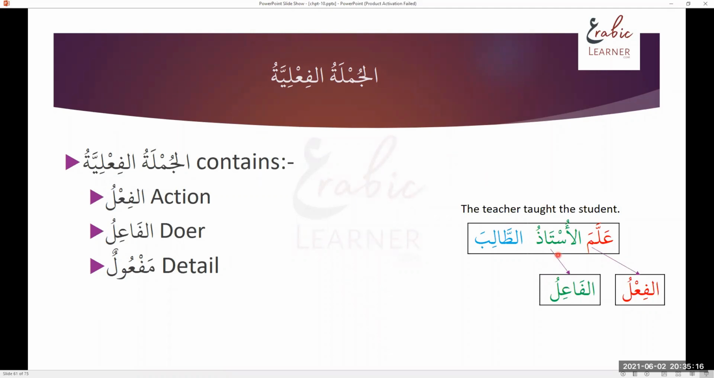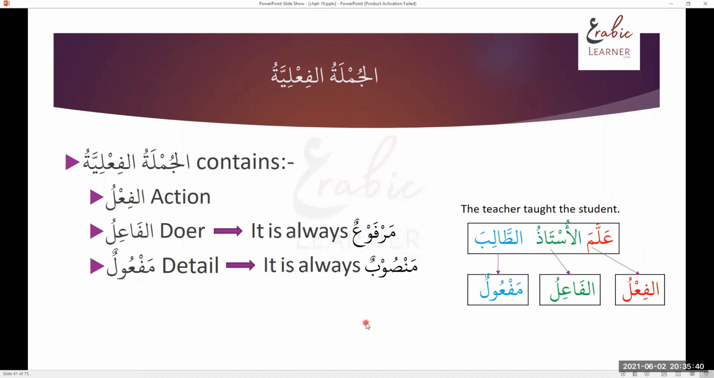Teacher is the doer, taught is the action. But the teacher taught the student. The student is an extra information, an extra detail. Now that detail is called maf'ul, and maf'ul is mansoob. Remember this. Fa'il is always marfu', but maf'ul is in the second status. It is in the status of nasab. That is why I'm writing at-Taliba.